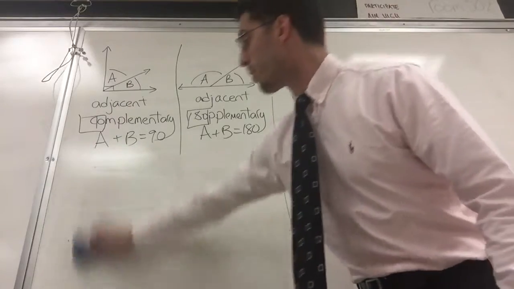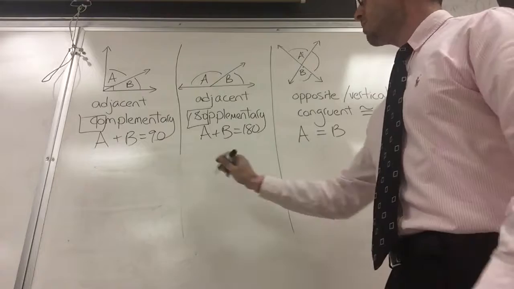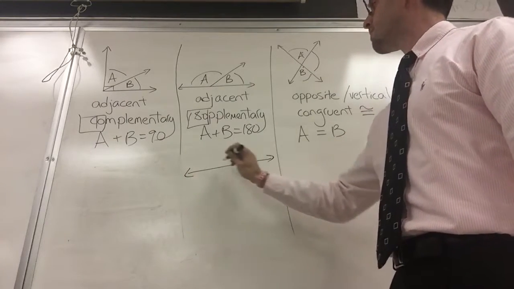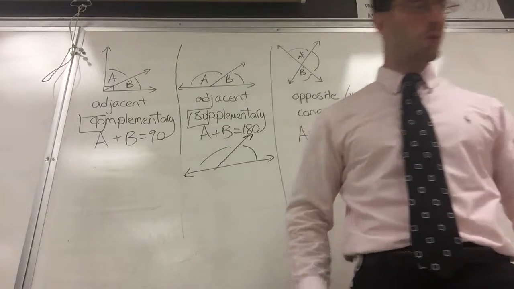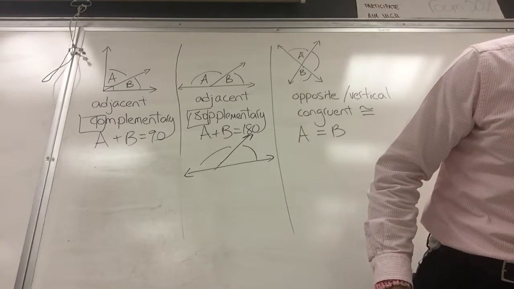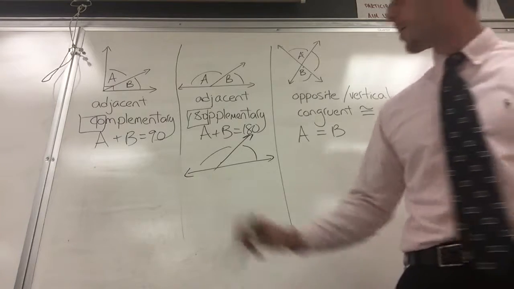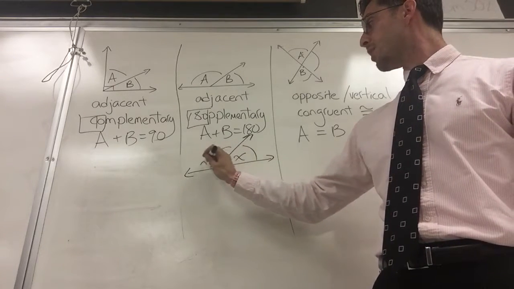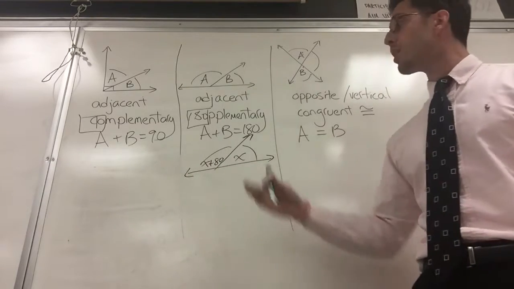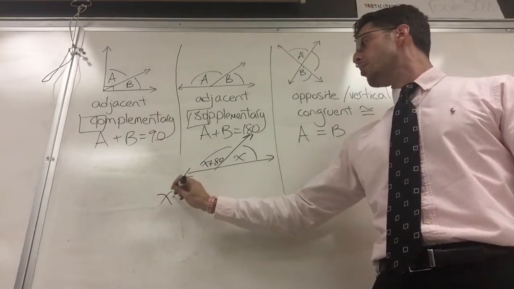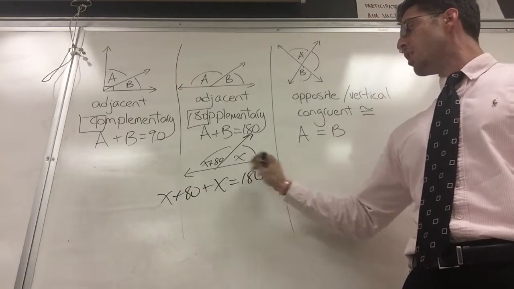I'm going to need more room for this example. Let's say I got a straight line. Okay, so I know these are supplementary. Let me give you an example here. Let's go with x here, x plus 80 here. So again, you ask yourself your relationship. They look supplementary, so x plus 80 plus the other x has to add up to 180.